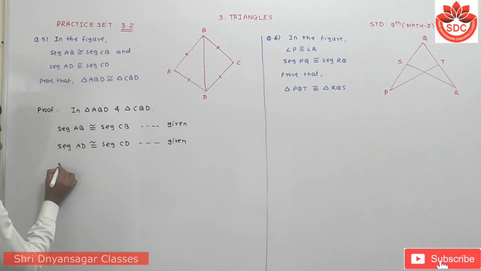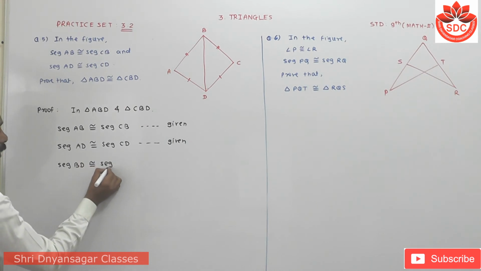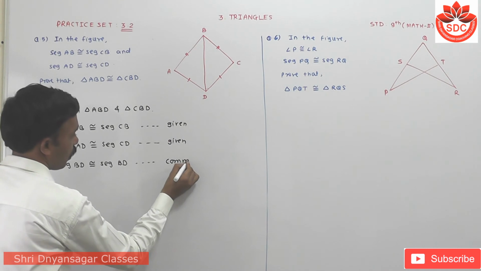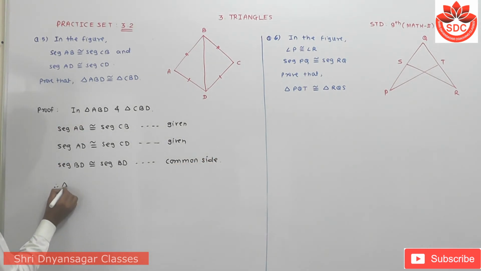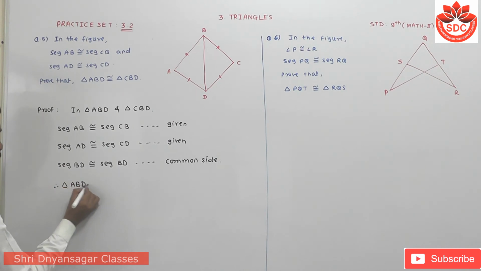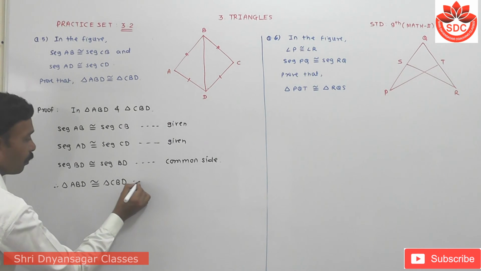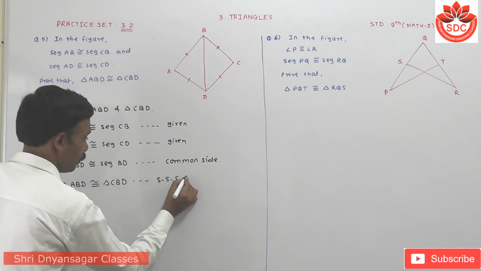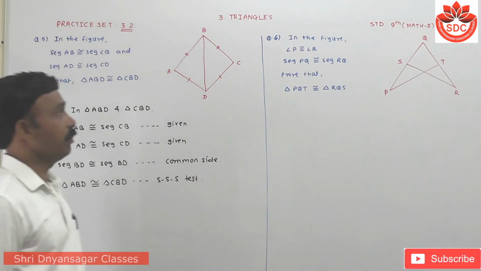So I have to write here segment BD is congruent with segment BD. The reason is common side. Therefore, these two triangles, triangle ABD is congruent with triangle CBD by using the SSS test. Okay, then question number 6.